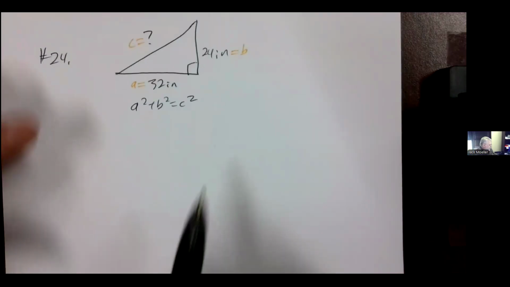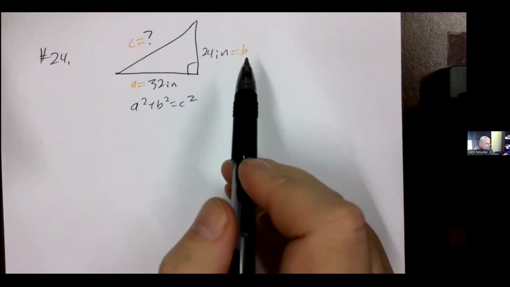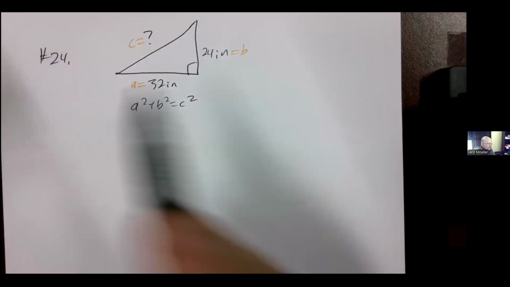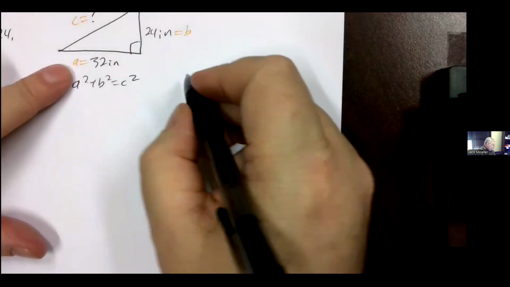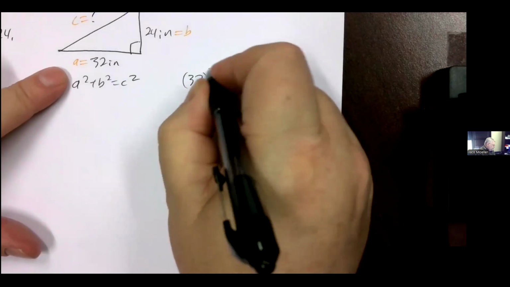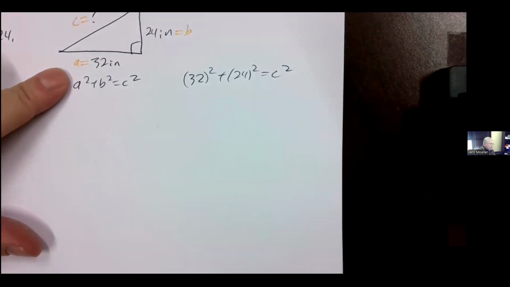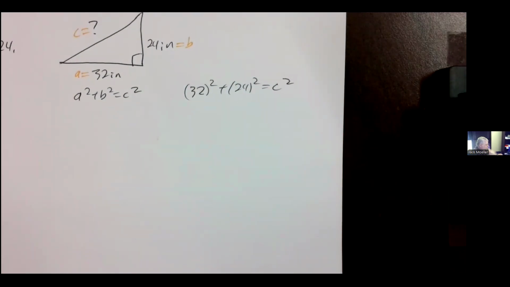Okay. All right. So to use the Pythagorean theorem, one, you have to know when to use it. And then two, what's the a, what's the b, what's the c? One of those three we're looking for. So now you just plug our values in. So 32 squared plus 24 squared equals c squared. And then again, this is why we did all that formula stuff. Just square those.